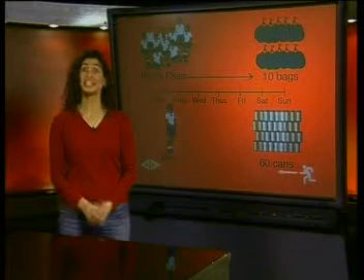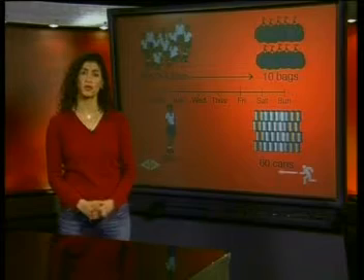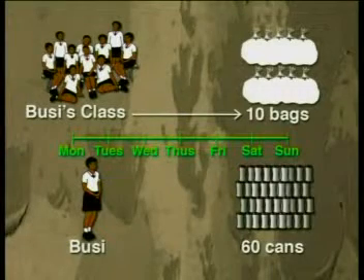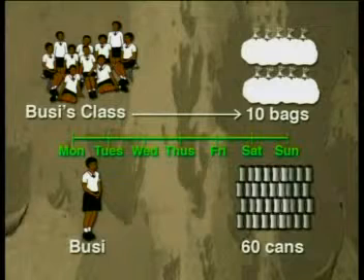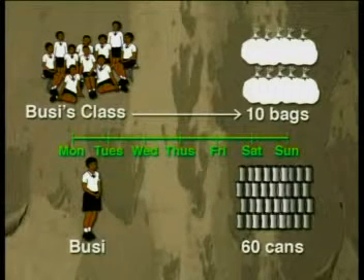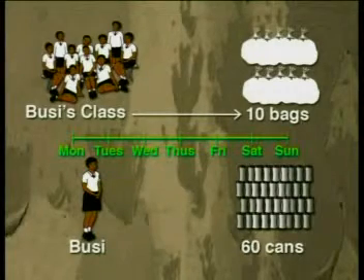Let's look at an example. Bussi's class is collecting cans for recycling. Their goal is to fill 10 black bags with cans per week. They work out that to do this, they each need to collect more than 60 cans in a week. Bussi plans to collect cans 4 times a week. How many cans must she collect each time to reach her goal for the week?